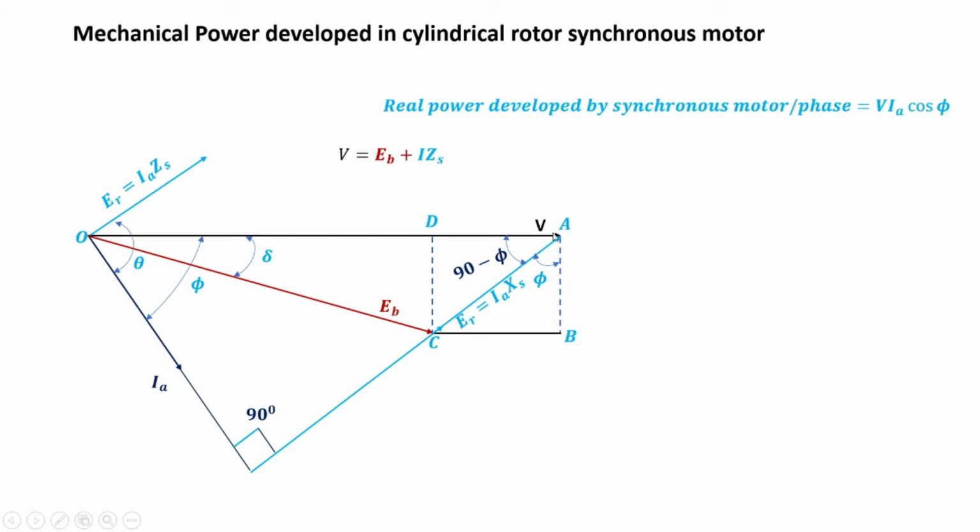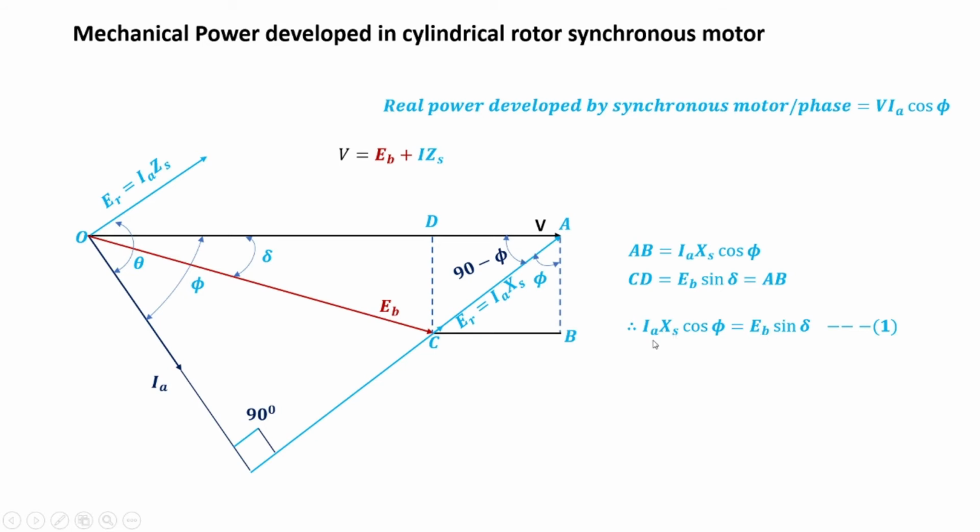From the right angle triangle CBA, we can find the expression for AB, and from the right angle triangle ODC, we can find the expression for CD, and we can equate CD equal to AB. In right angle triangle CBA, the hypotenuse is Ia Xs, therefore AB is equal to Ia Xs cos phi. In right angle triangle ODC, the hypotenuse is EB, therefore CD is equal to EB sin delta. Now we equate AB equal to CD.